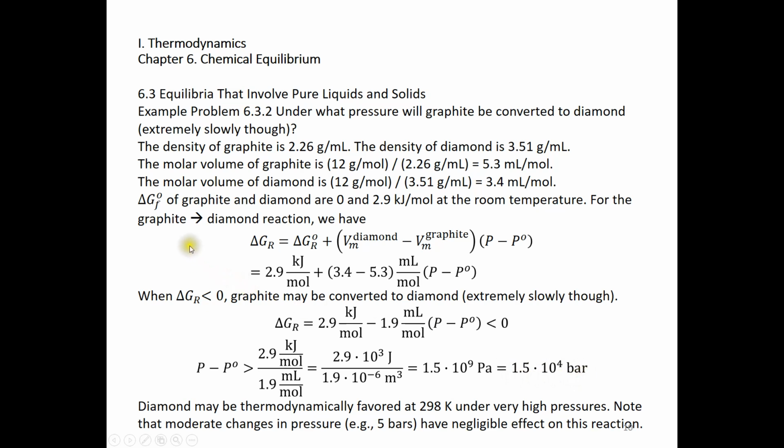So if you really want to convert graphite to diamond, at least you need 15,000 bar pressure to make this reaction favorable thermodynamically. So again, diamond can be thermodynamically favored at room temperature, but it has to be very high pressure. How high? At least 15,000 bars. And note that a moderate change in pressure, for example 5 bars, will do nothing to the graphite or diamond. Virtually nothing.